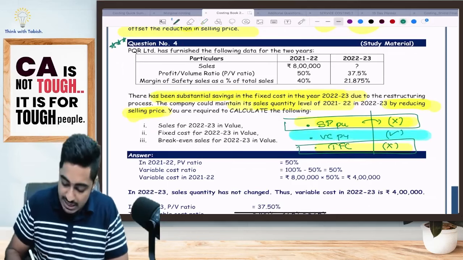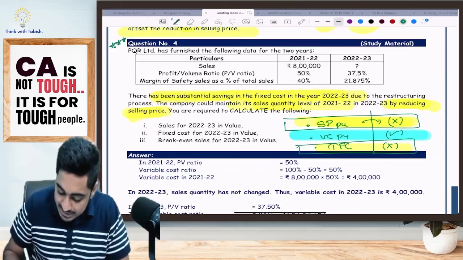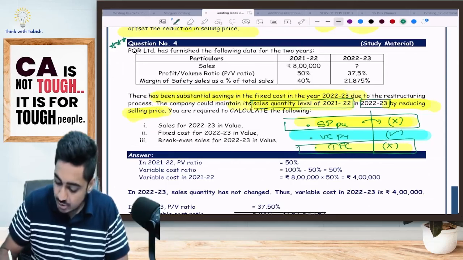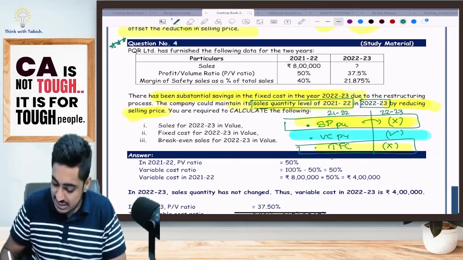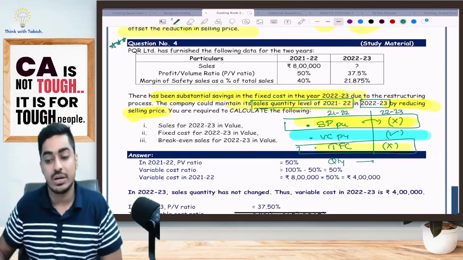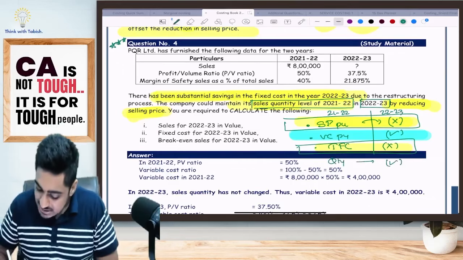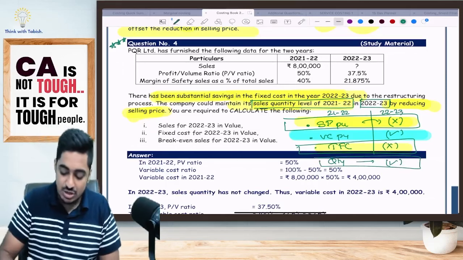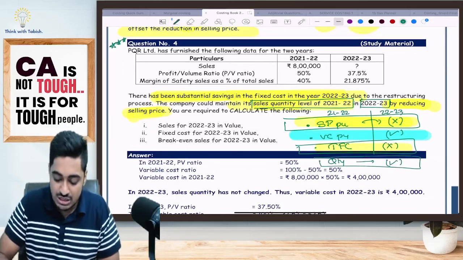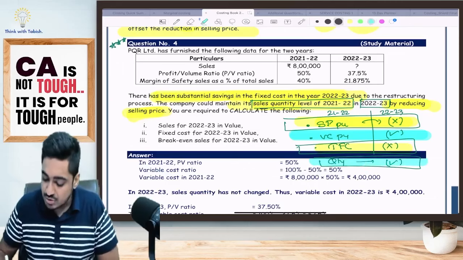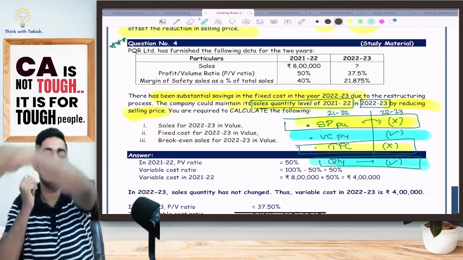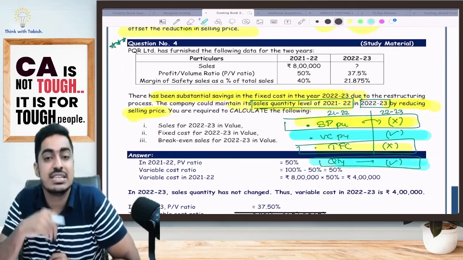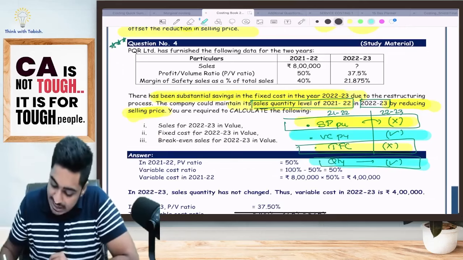Yes or no, everyone? Again, the question is telling that the company can maintain the sale quantity of 21-22 in 22-23. Whatever quantity of units I was selling in 21-22, the same quantity I will be selling in 22-23. Now this is not a default assumption. In every question I cannot assume. But because the question itself is telling that imagine last year I sold 1000 units, this year also I'll be selling 1000 units, I'll be assuming.